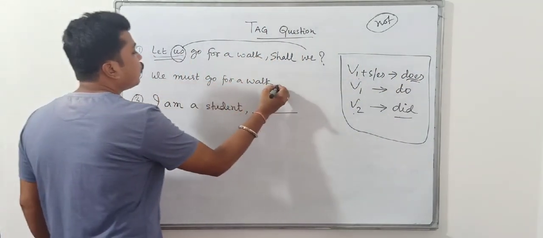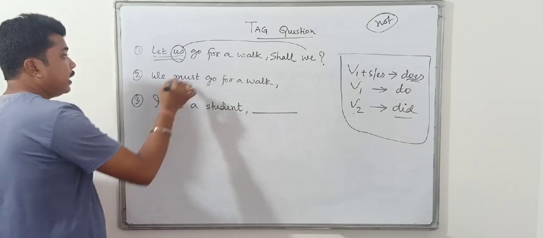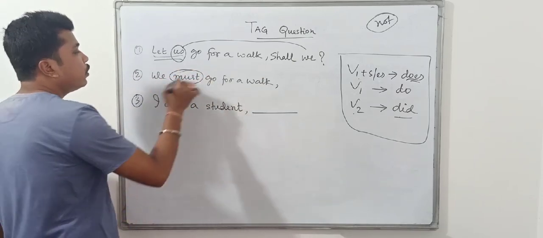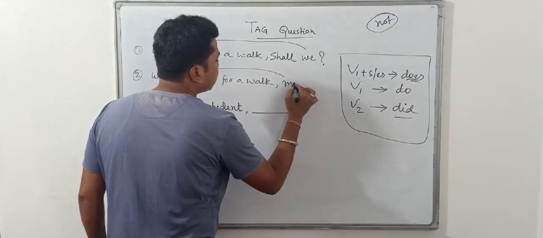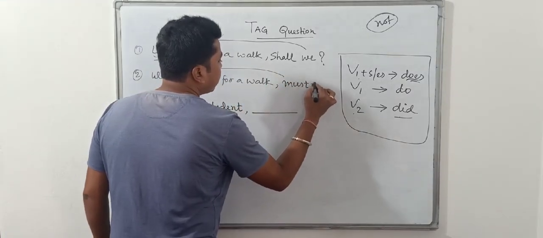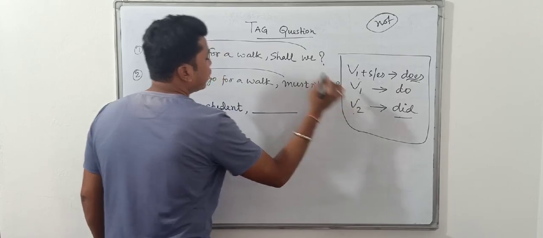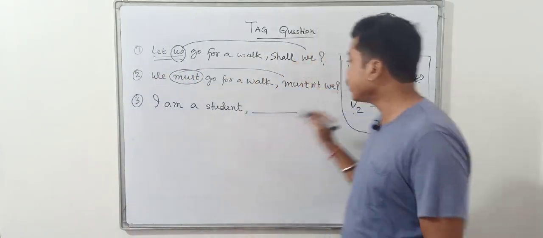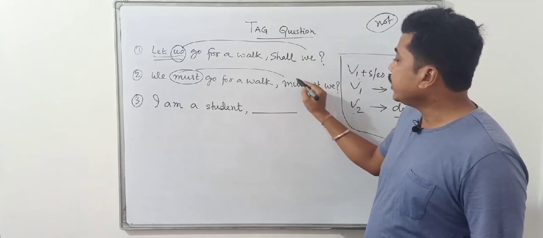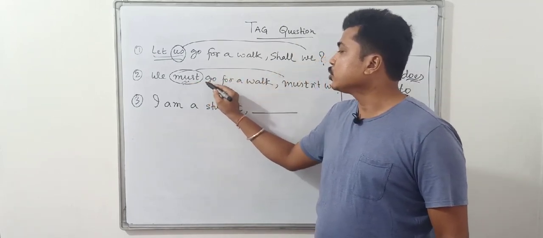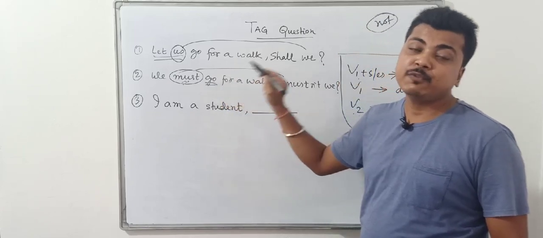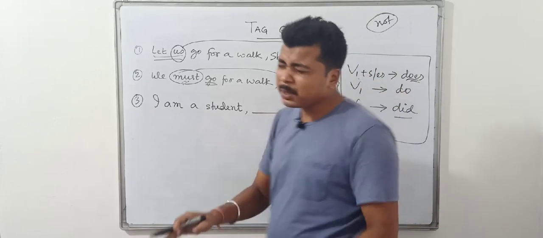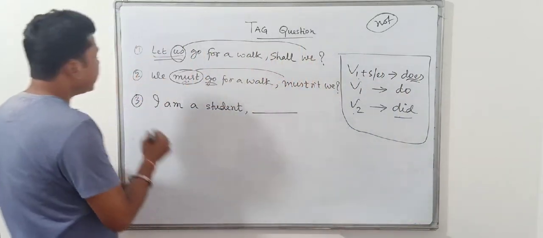Next, we must go for a walk. Here in this case you have the auxiliary verb must. We must go for a walk. It will be what? Mustn't we? That means must not we. The short form will be mustn't we. Why have you written this? Because here it is the auxiliary verb, so there is no need to see the main verb in the sentence. If an auxiliary verb is provided in your question, no need to go for the main verb.